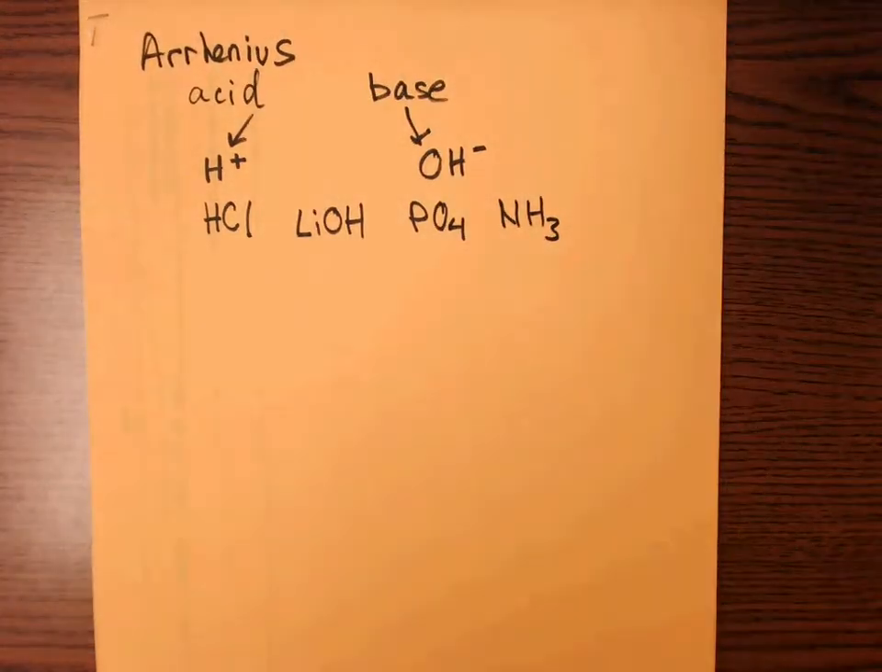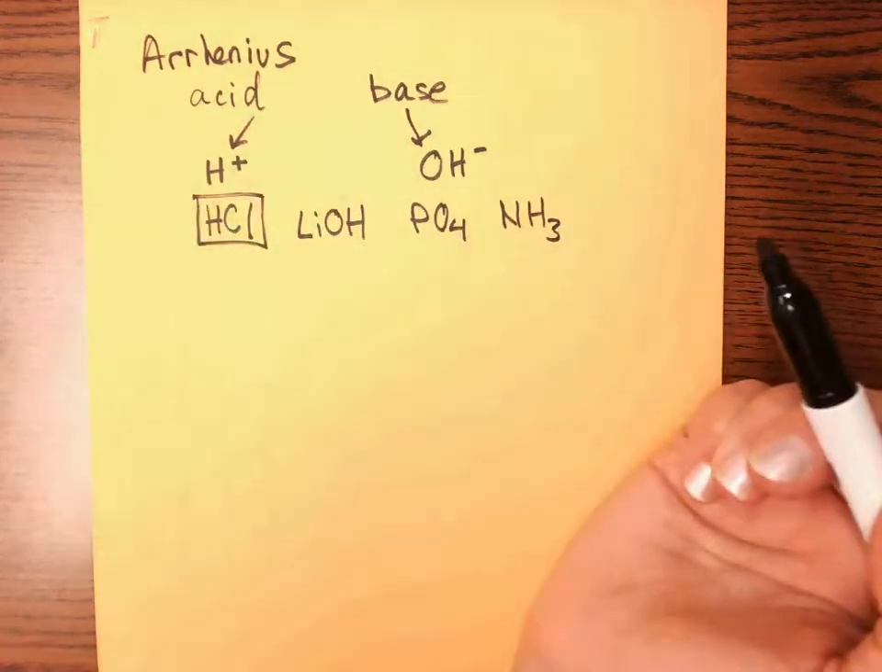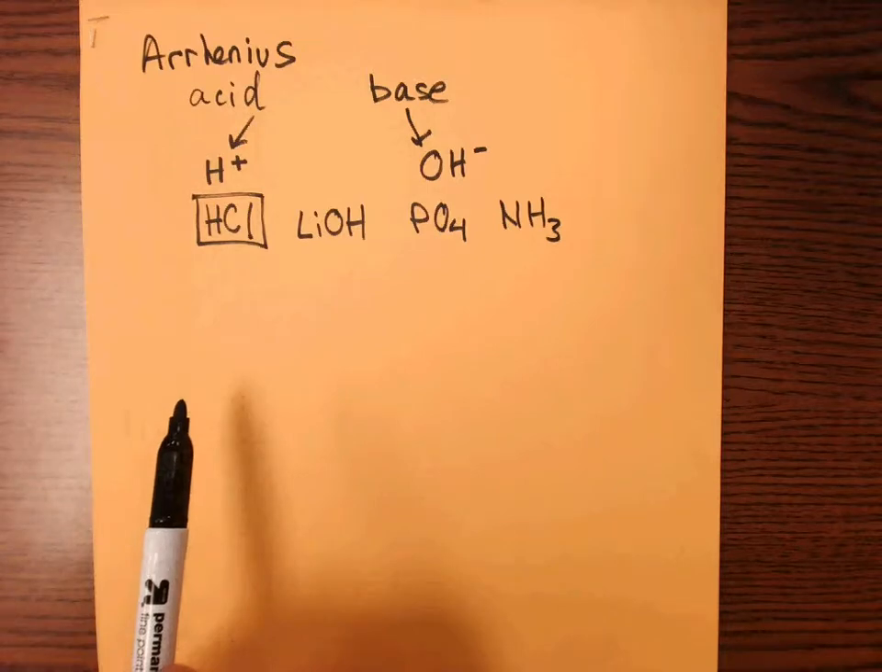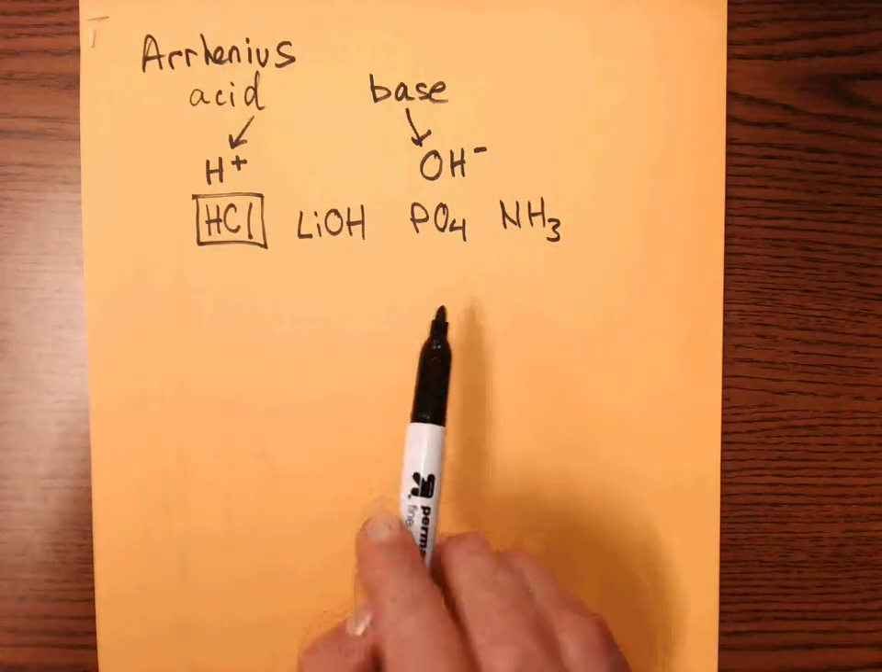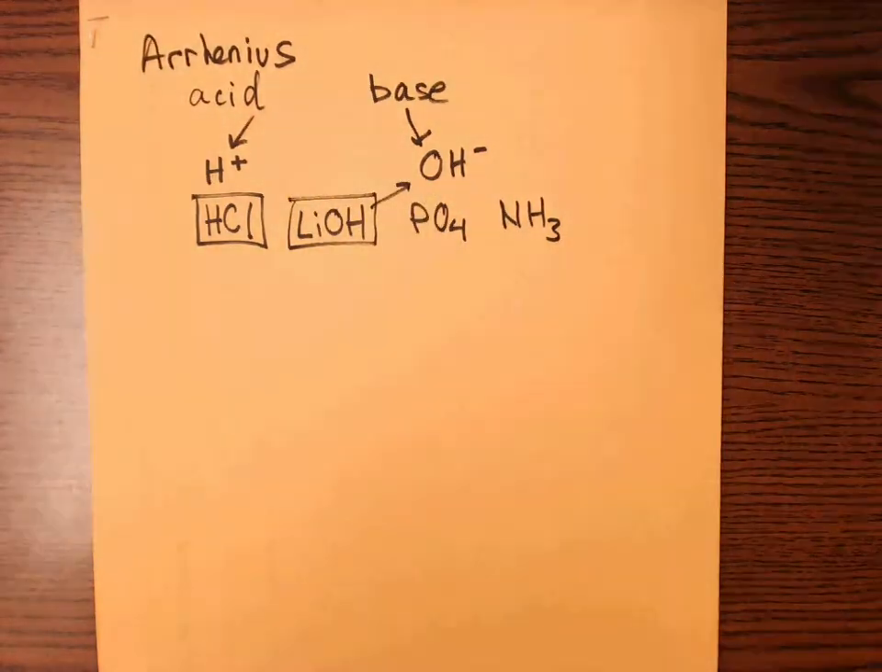so by definition, which is our Arrhenius acid, the HCl, because this hydrogen could be removed and the chloride ion would be left. Which of these, by definition, would be the Arrhenius base? This one, the one that would release the hydroxide ion.